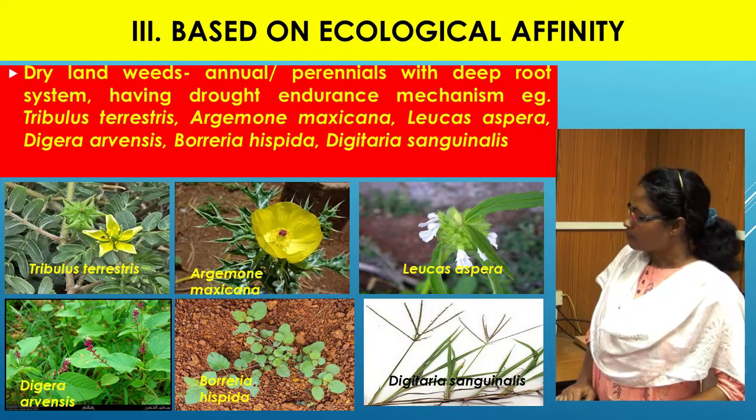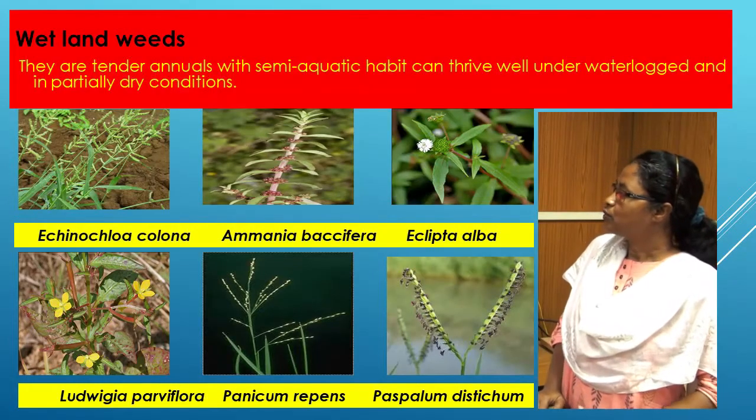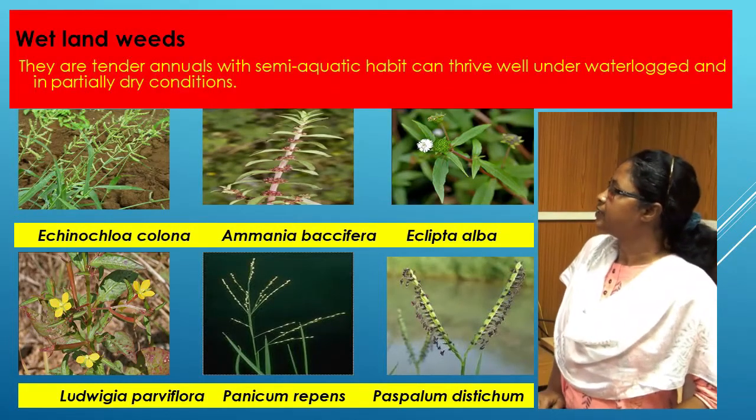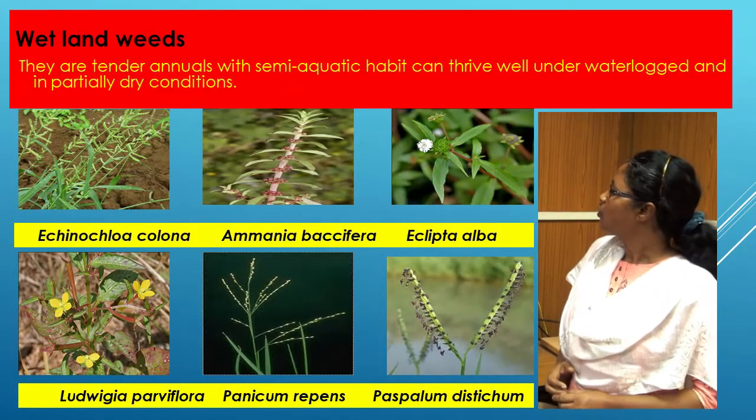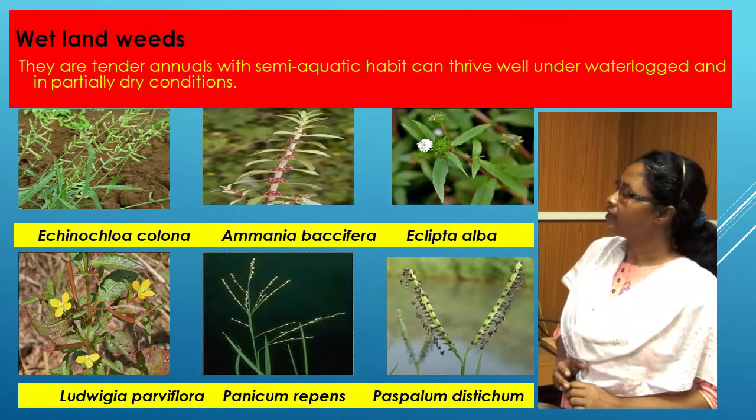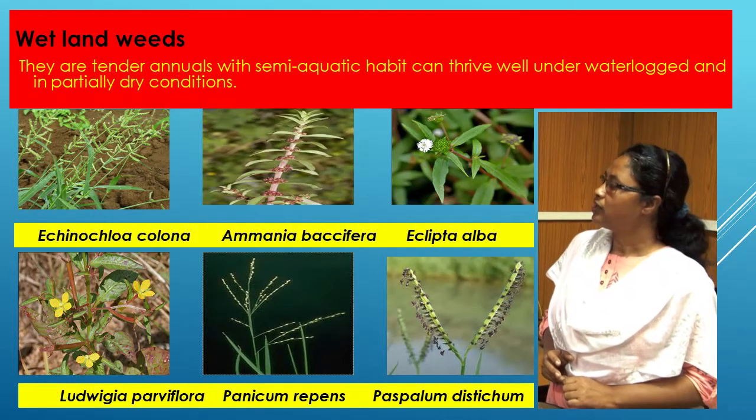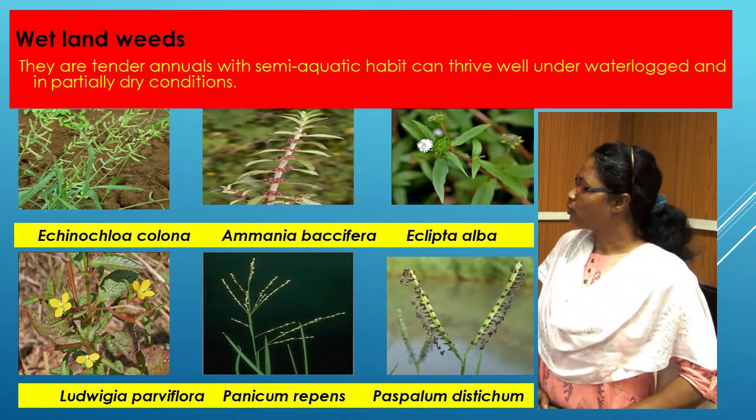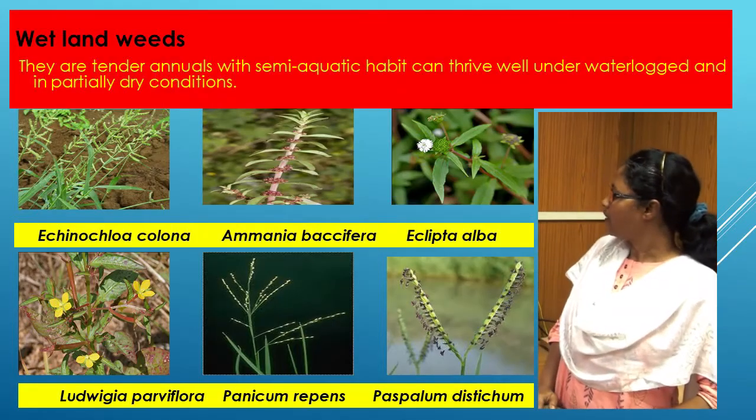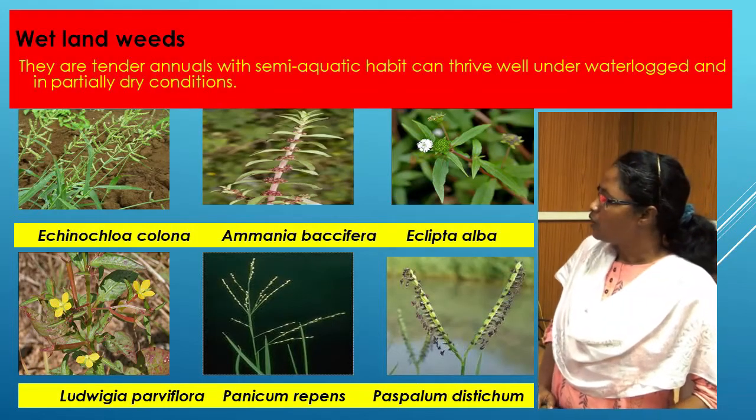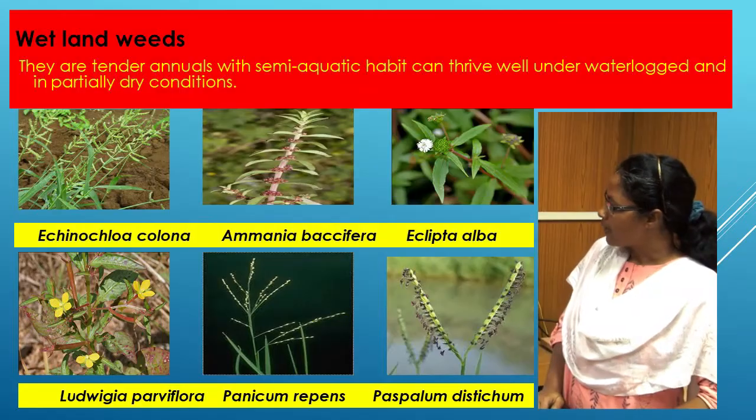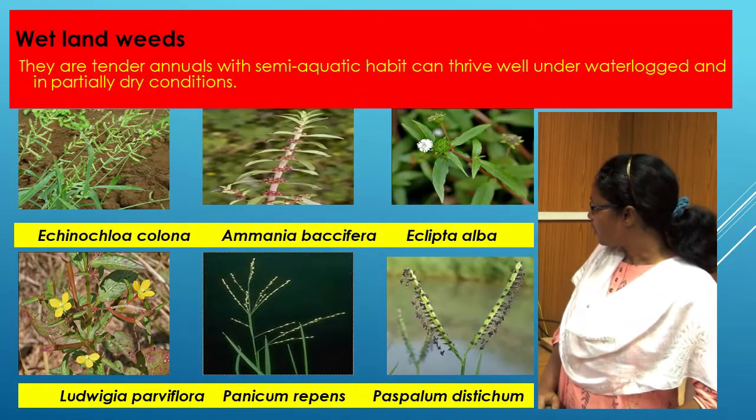And these are the pictures of the weeds. Next are the wetland weeds, those weeds which grow in wet conditions. They are tender annuals with a semi-aquatic habit and can thrive well under waterlogged and in partially dry conditions. Examples of wetland weeds are Echinochloa colona, Ammannia baccifera, Eclipta alba, Ludwigia parviflora, Panicum repens, and Paspalum mysticum.